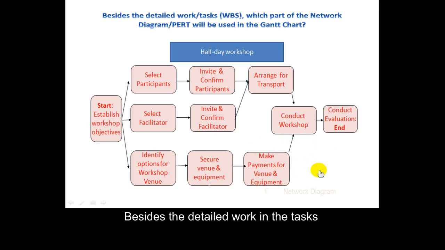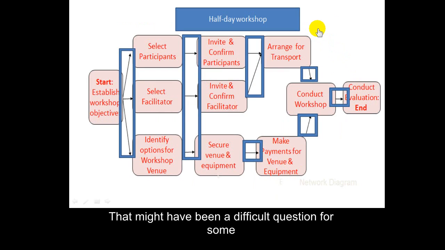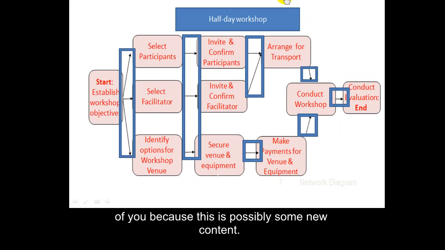Besides the detailed work and the task that come from the WBS, which part of the network diagram, or the PERT, and I cover that in another module, will be used when you're making the Gantt chart? That might have been a difficult question for some of you, because this is possibly some new content.